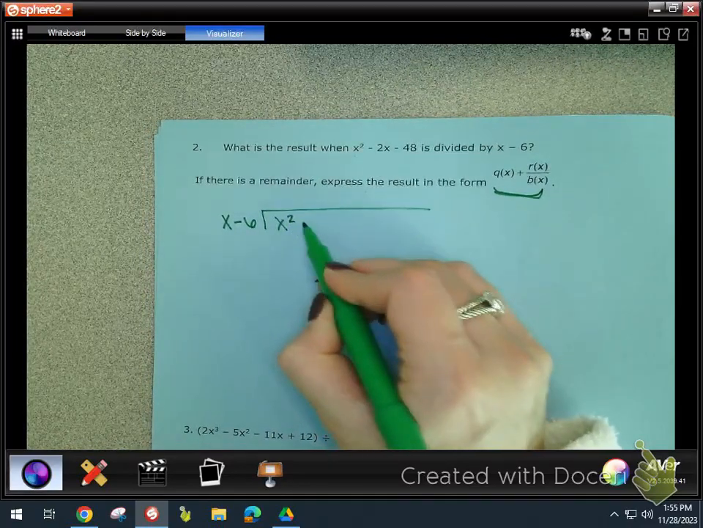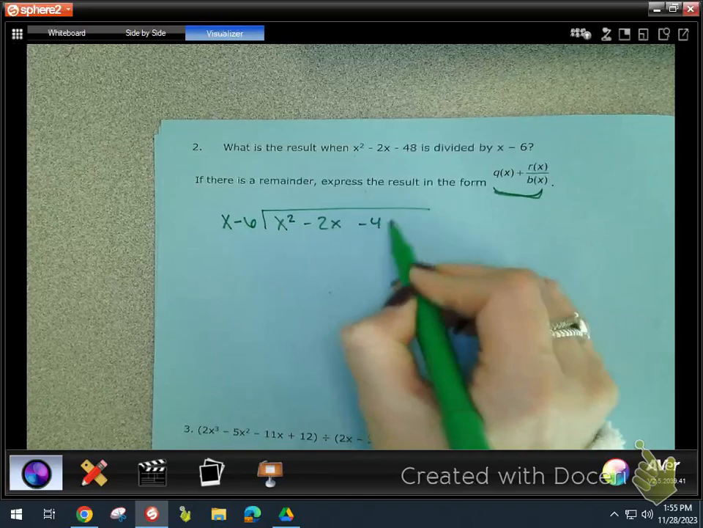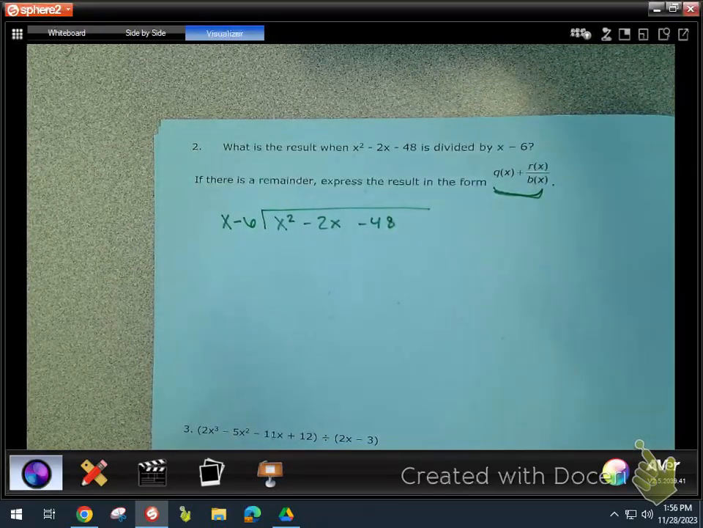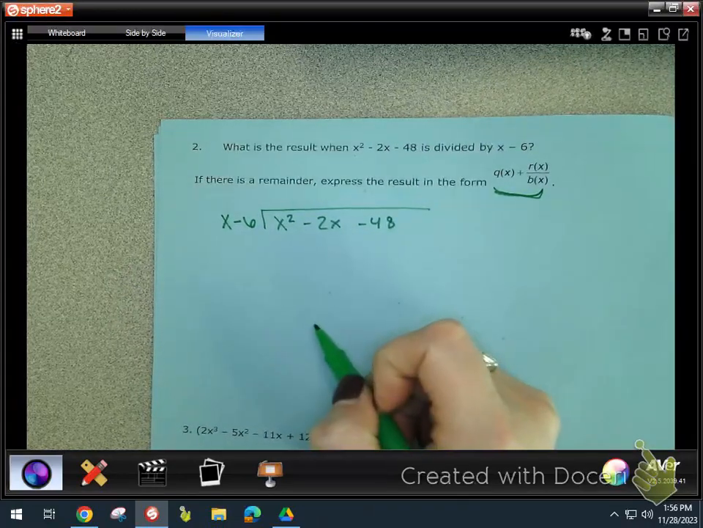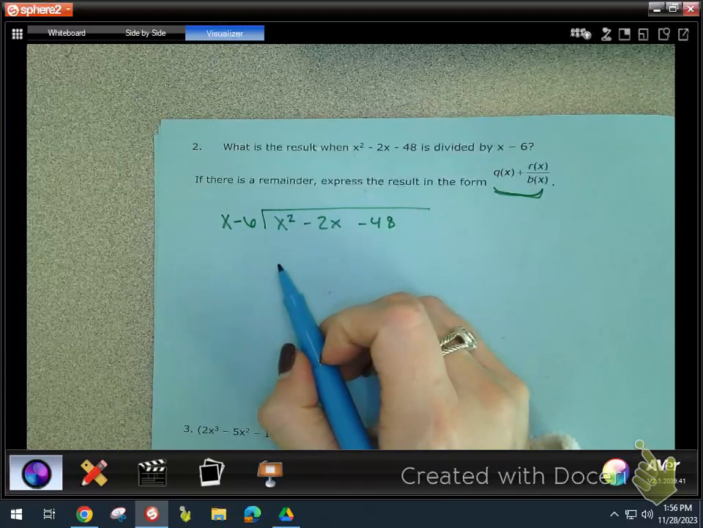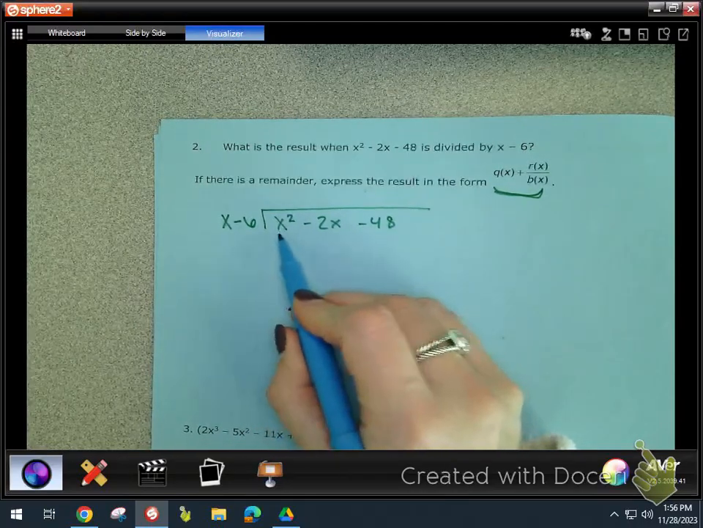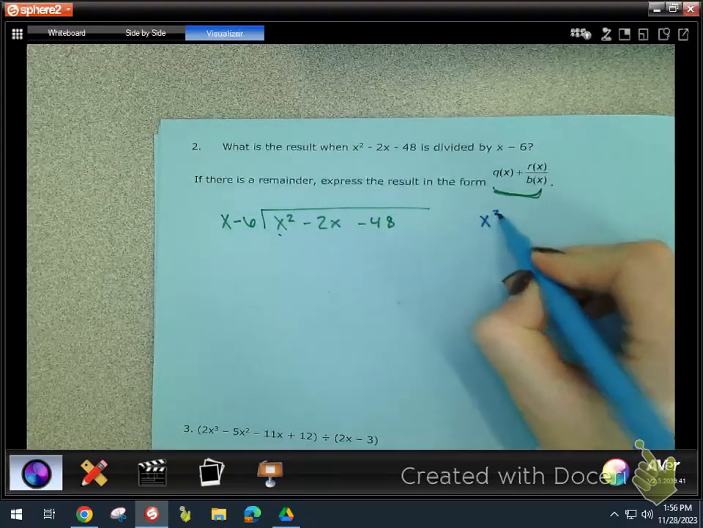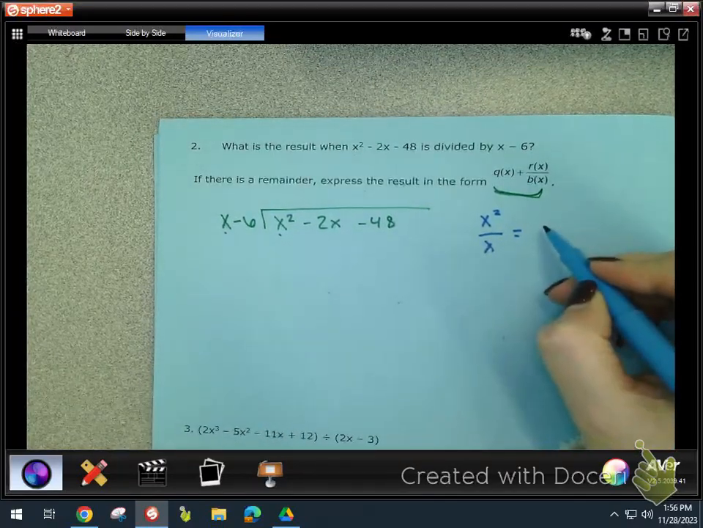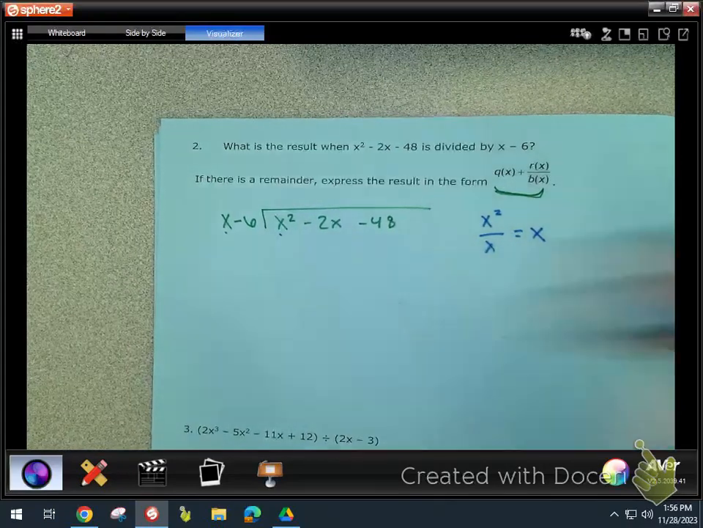X squared minus 2x minus 48 goes on the inside. It works every time. Okay, so here we go. Let's start over. There's going to be a remainder on this one, so we need to talk about what to do with it. First term, x squared, divided by first term, which is x. X squared divided by x is x. Put it at the top.